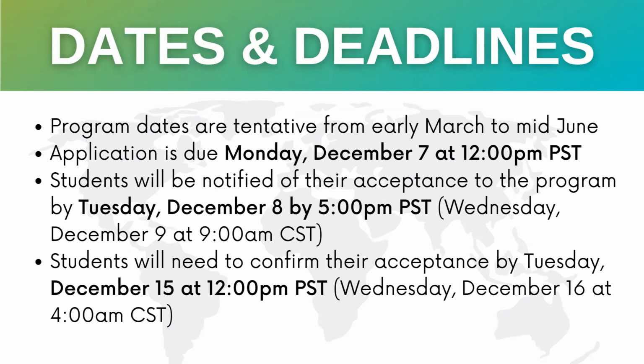So in terms of dates and deadlines, I know that our emails have had a lot of different dates and deadlines, and it can get really confusing. So we want to walk you through everything that you need to know from a calendar perspective for this program. The program dates right now are tentative, and they stretch from early March until mid-June. This is in large part because ECNU is determining what their administrative and academic calendar will be, keeping in mind certain holiday schedules and things like that.